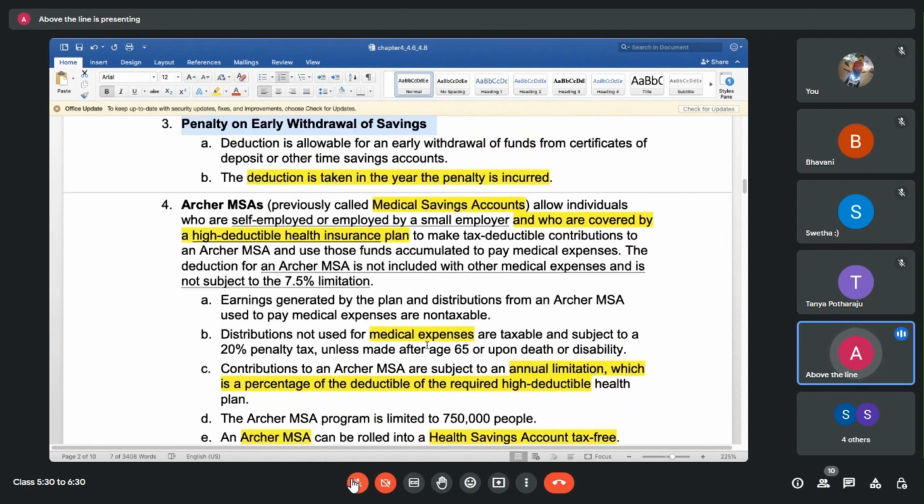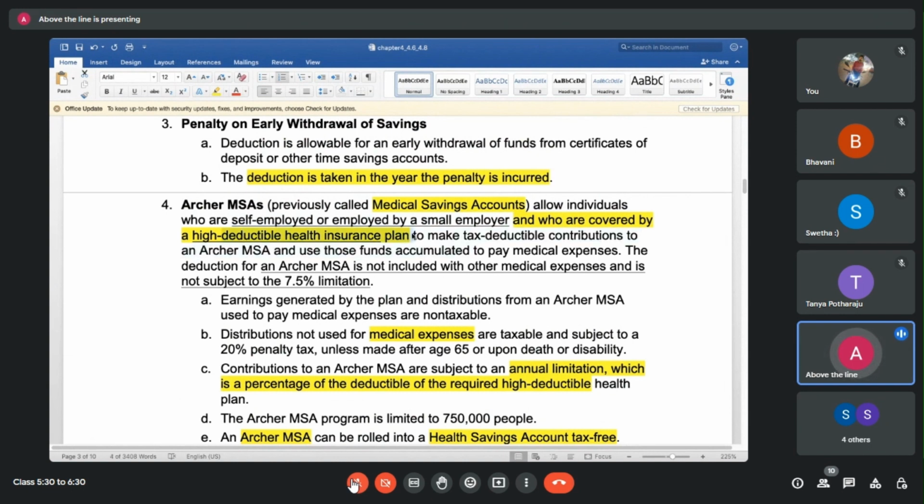Then there's something called Archer MSAs. Again, this is not very common. HSAs are very, very common, not Archer MSAs. MSA is also some kind of medical savings account, and they are usually for individuals who are self-employed or employed by a small employer and who are covered by a high deductible health insurance plan.